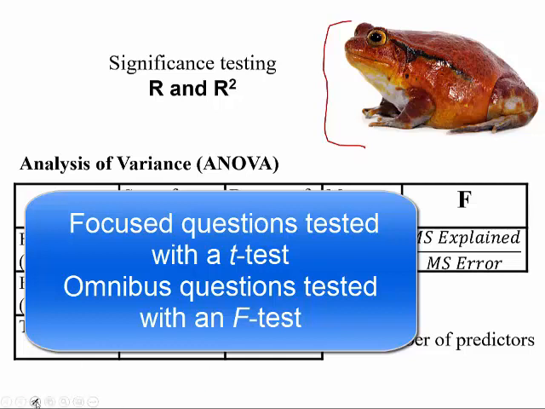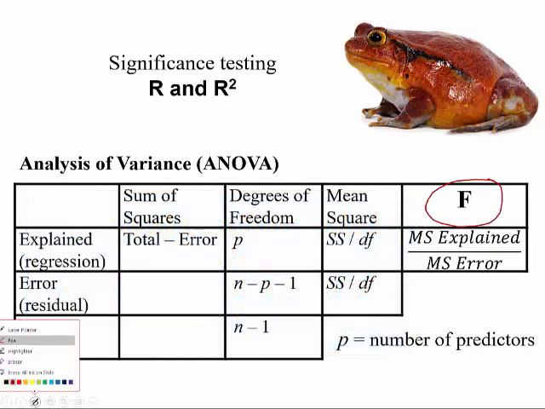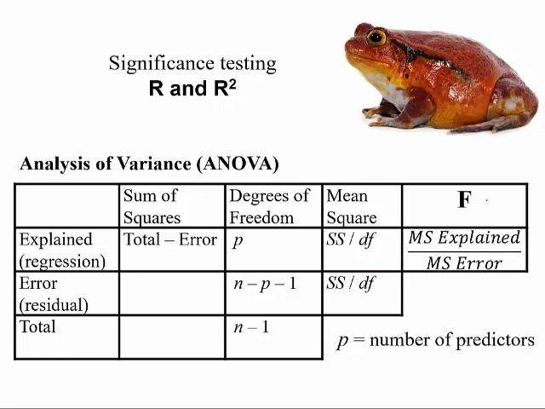So in doing significance testing, when I want to do an inferential statistic to calculate the significance of a result, I will always use a t-test if it's a focused question, and I will use an F-statistic if it's an omnibus question. That's because a t-test is limited. A t-test can only test a focused question, and it's not capable of testing the significance of an omnibus question, whereas an F-statistic is capable of testing the significance of an omnibus question. So when I'm doing multiple regression, the F-statistic is the one that will address this omnibus question.